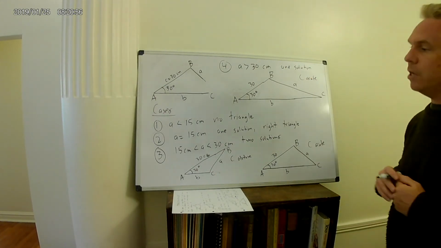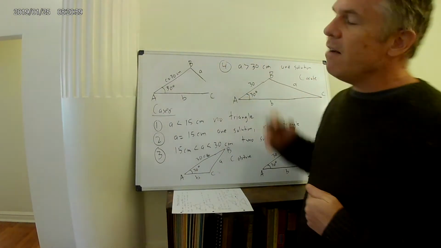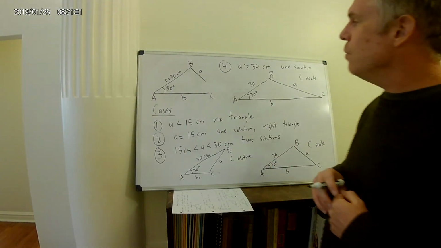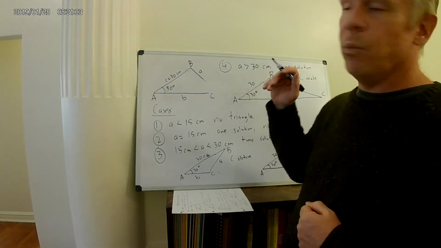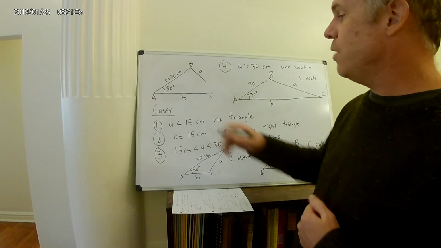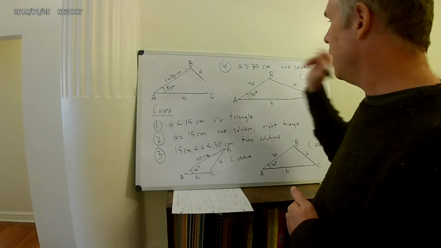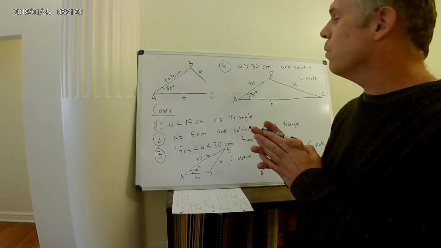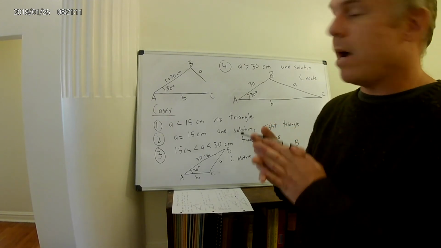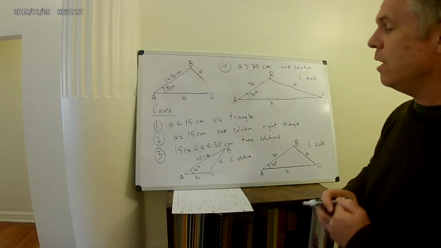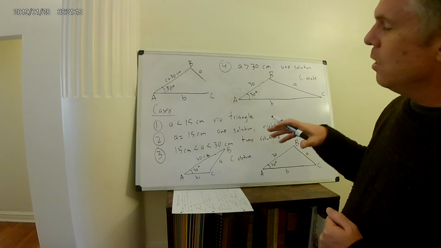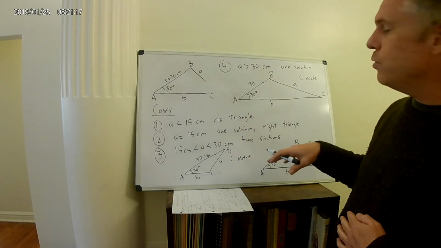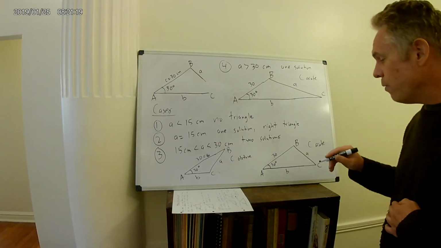There's one solution here. So when we have an SSA triangle, what we need to do is a little analysis to figure out which case we are in. Are we in case 1, case 2, case 3, or case 4? And depending on the case we're in, we can then try to solve that triangle. If we happen to be in case 3, we're going to find there are two different solutions.